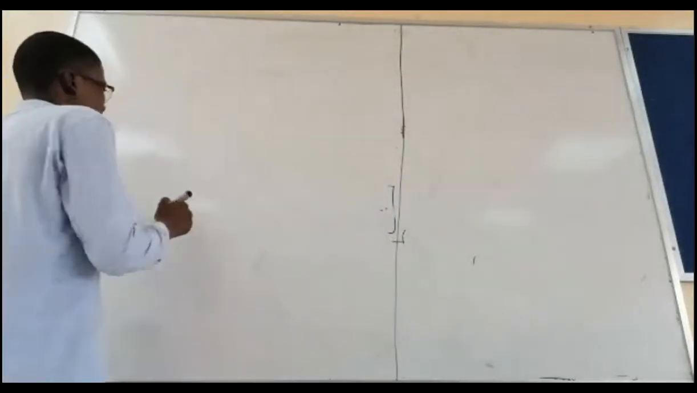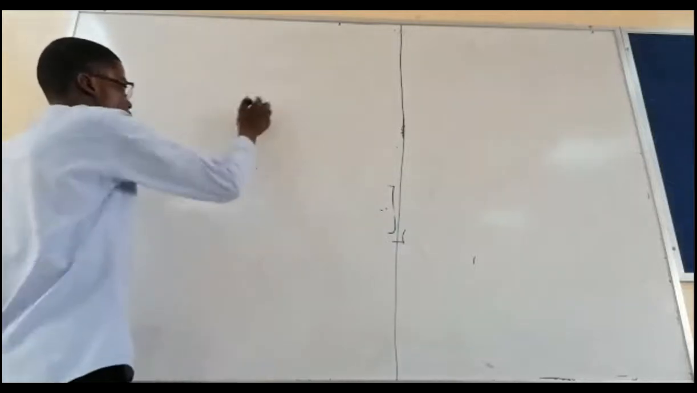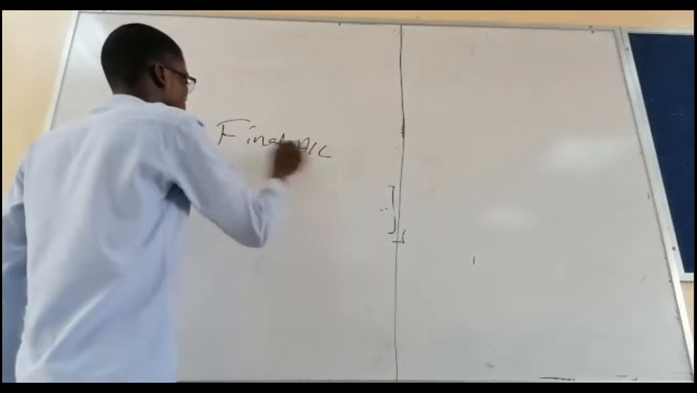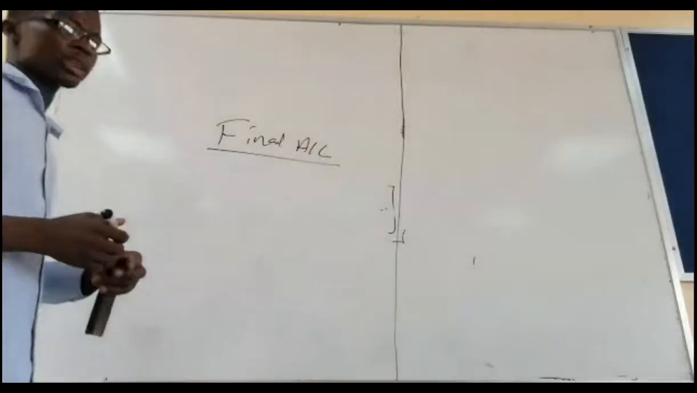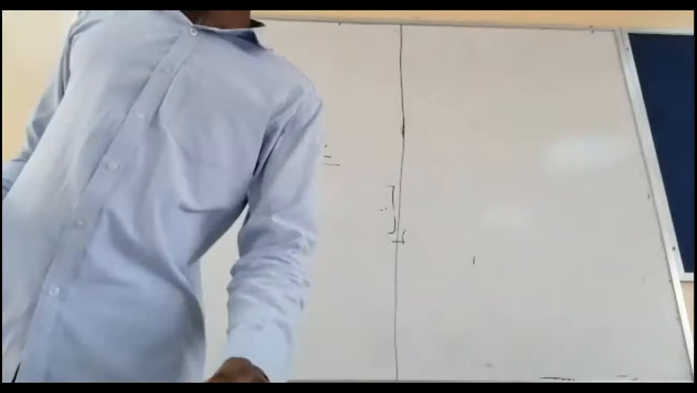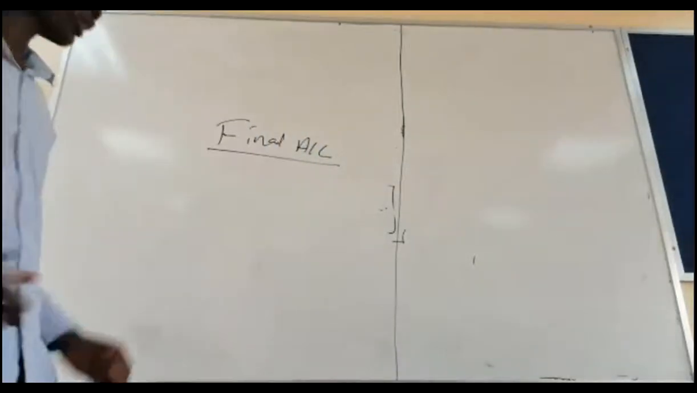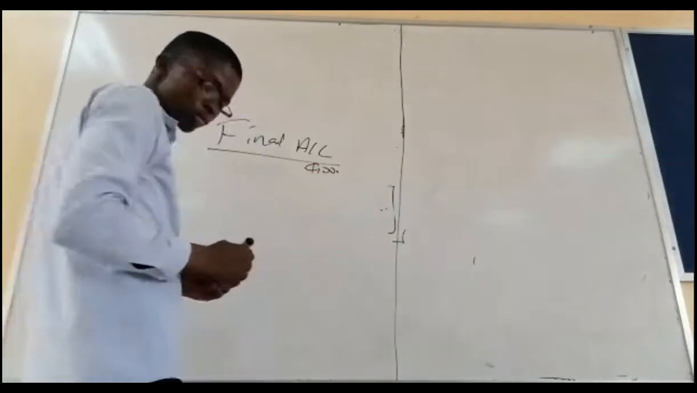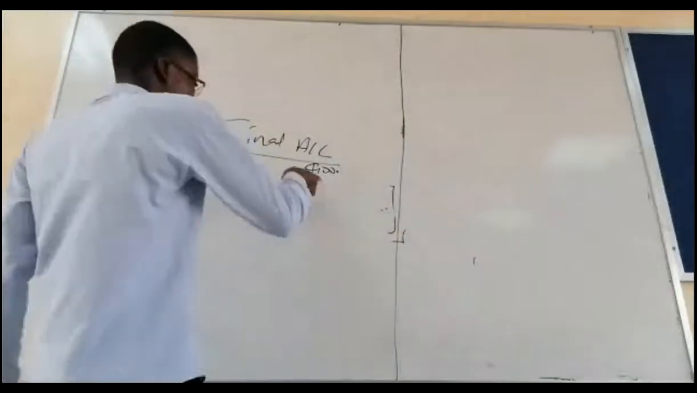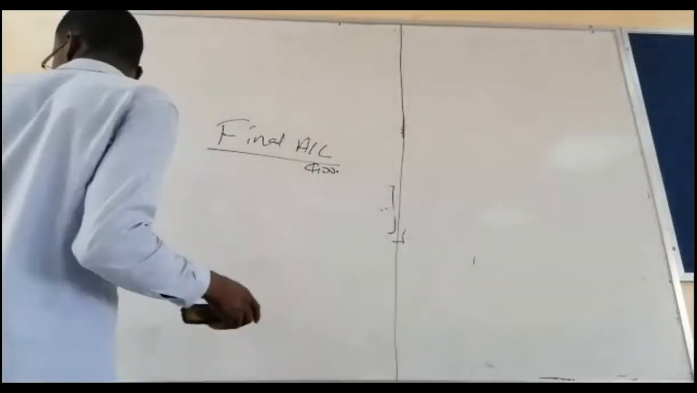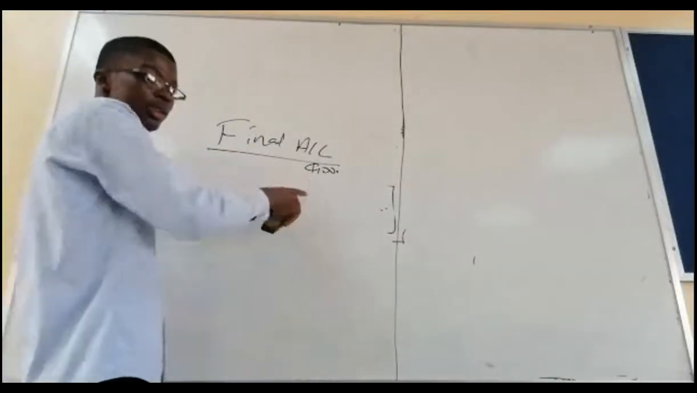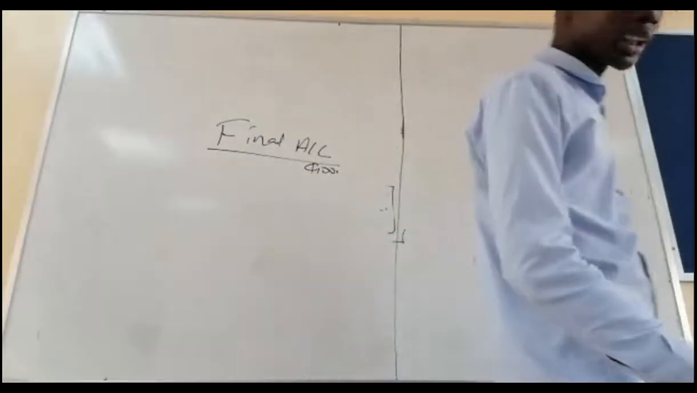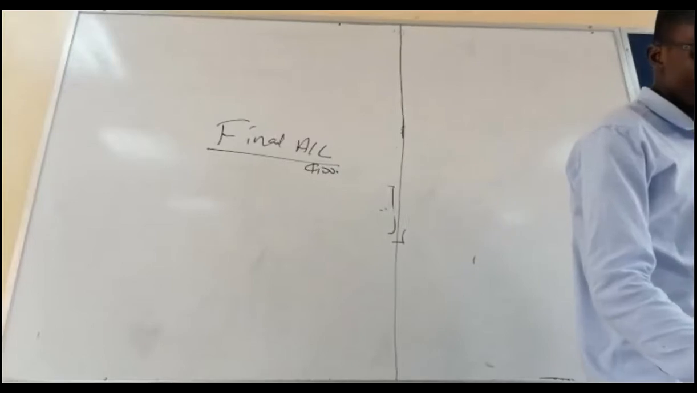Now, if you take a final account of every organization, final account comprises the following 5 financial statements. We should know how to prepare all these financial statements. So first, final account comprises of these. I'll come to the final account.